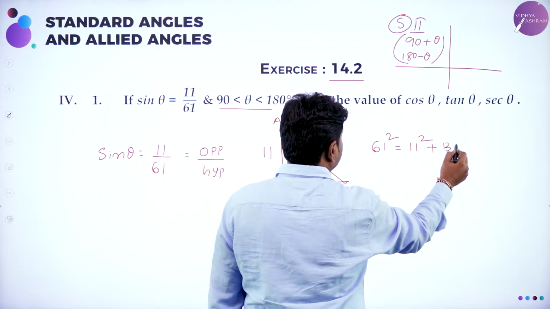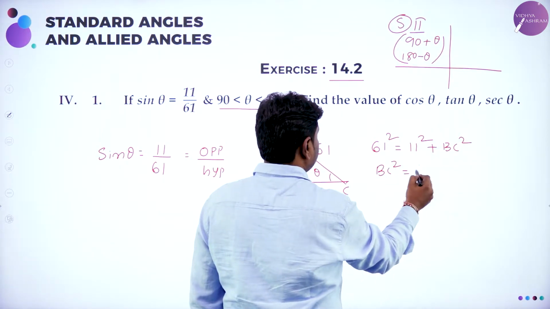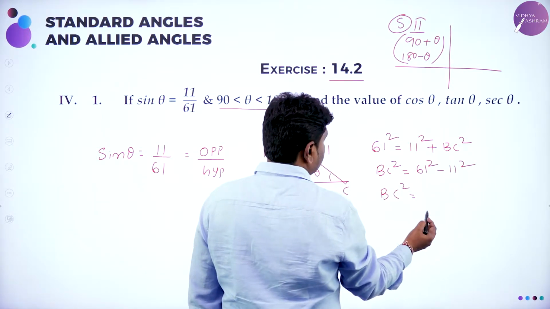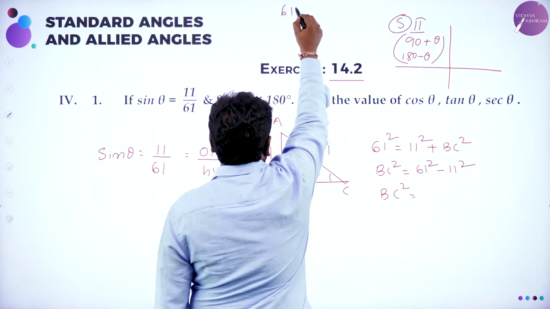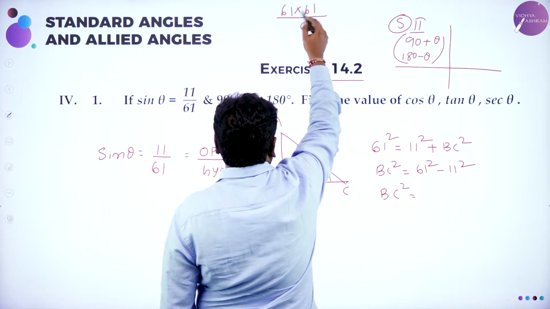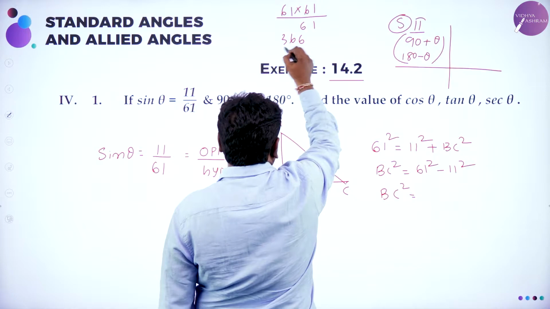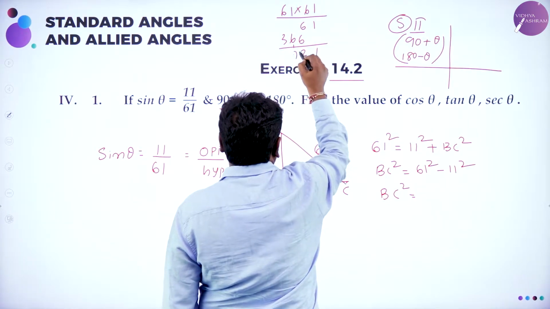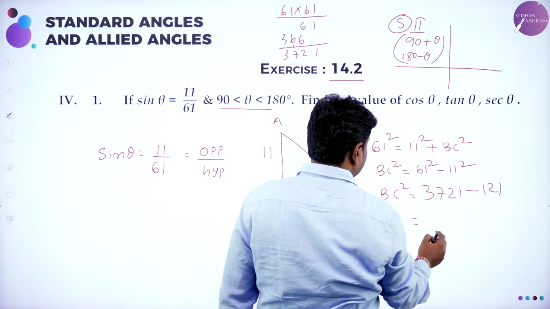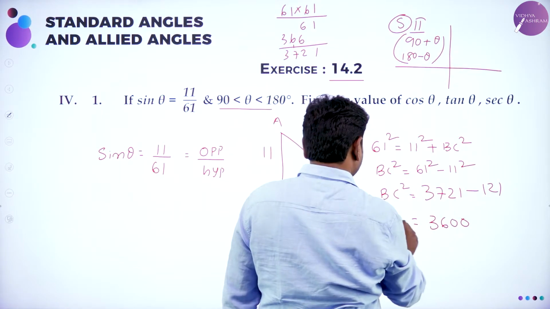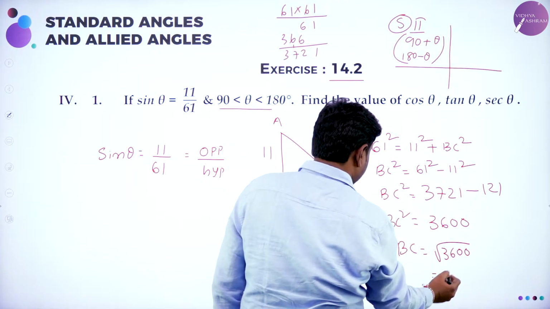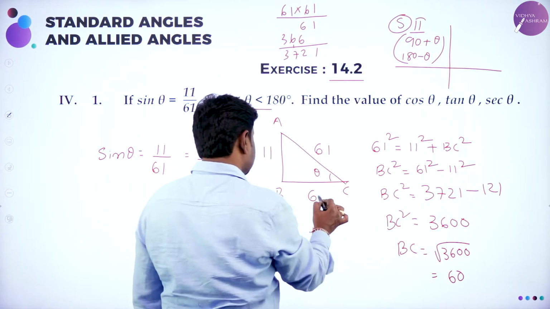square plus BC square. From this solve for BC square. BC square becomes 61 square minus 11 square. If you simplify, 61 square is 61 into 61, which is 3721. 3721 minus 121 will become 3600. So BC square you got, and BC is what? Square root of 3600, that will give you 60. So now you got BC as 60.